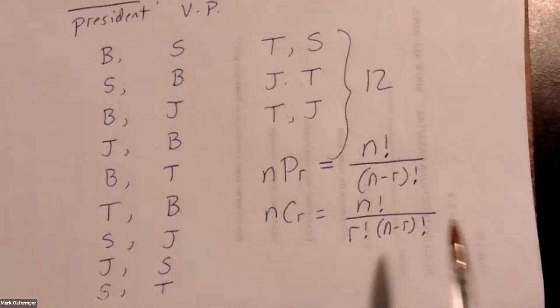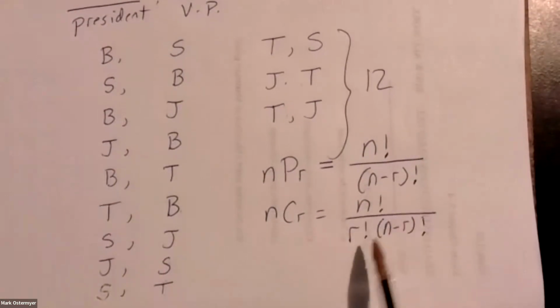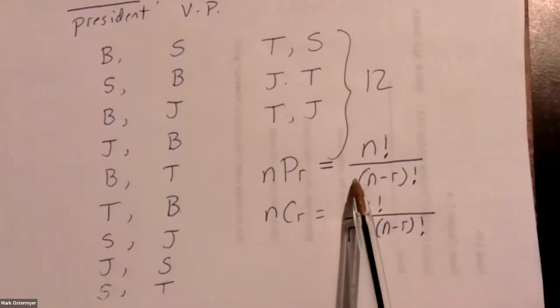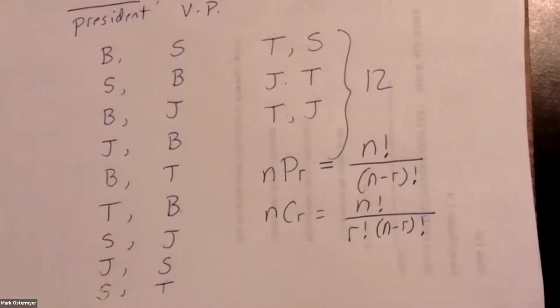Well, the difference is with the permutation formula, you don't see r factorial in the denominator. And therefore, which denominator would be bigger? The permutation or the combination denominator? What do you think? Which denominator would be larger?